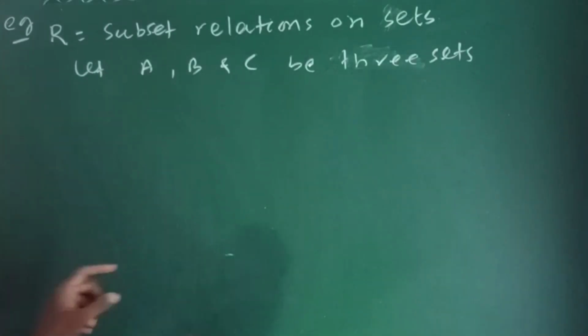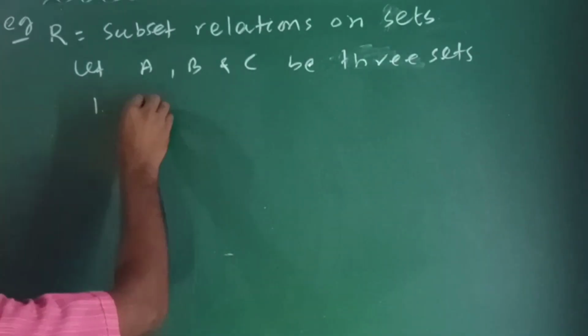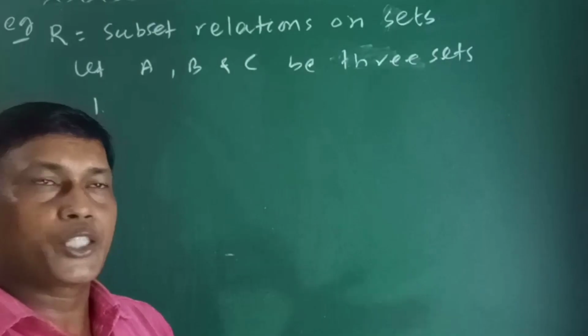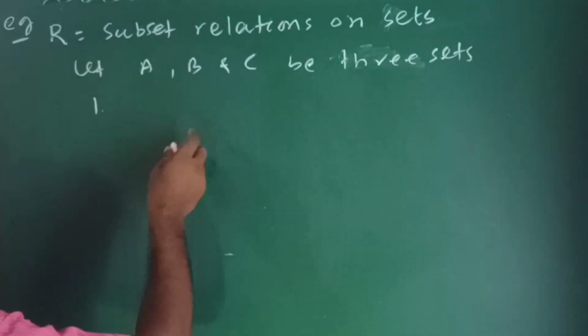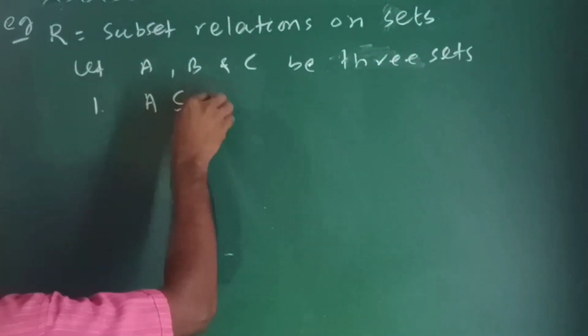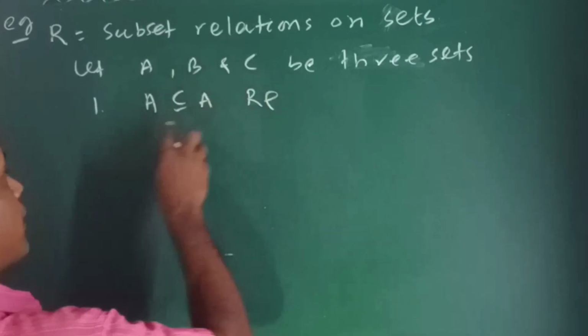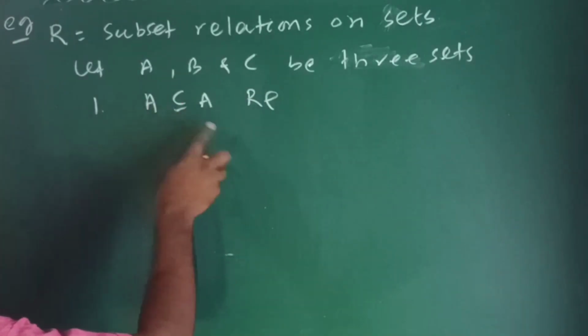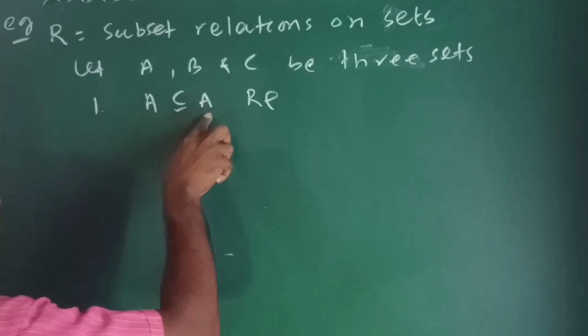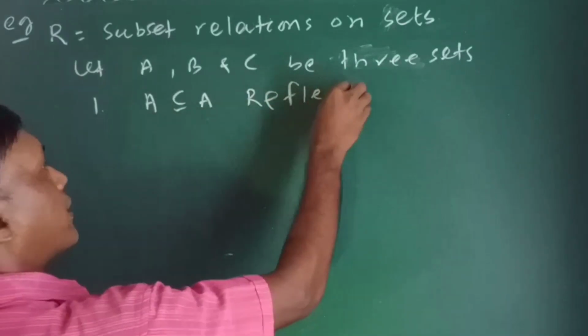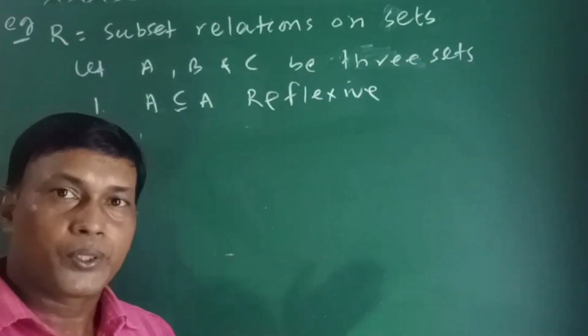First, we have to test whether it is reflexive. Now, the first condition is we know that every set is a subset of itself. So, if every set is a subset of itself, then A is a subset of A. That means this shows that an element has a relation with itself. A is related with A. So, this is reflexive.